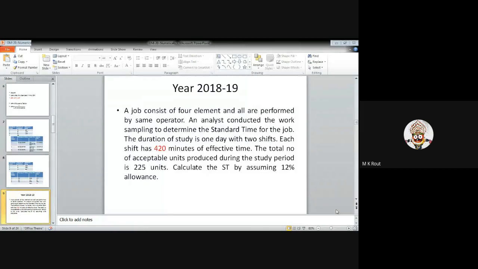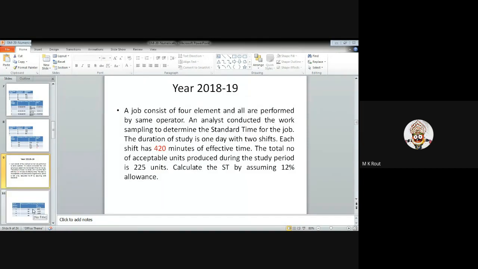Those who are not solving, try to note down the data. Then proceed to solve this numerical, especially with reference to long questions which carry 16 marks. Is it clear to all? Yes, sir. Okay, moving to next one.